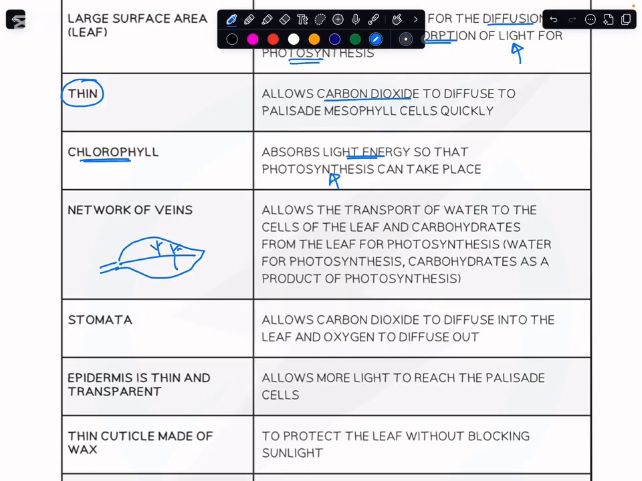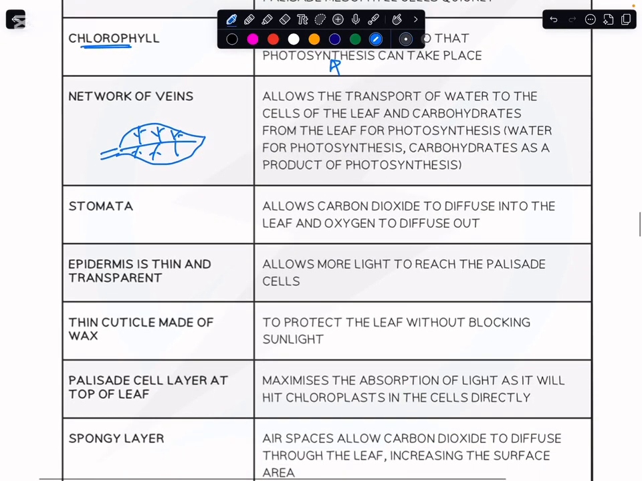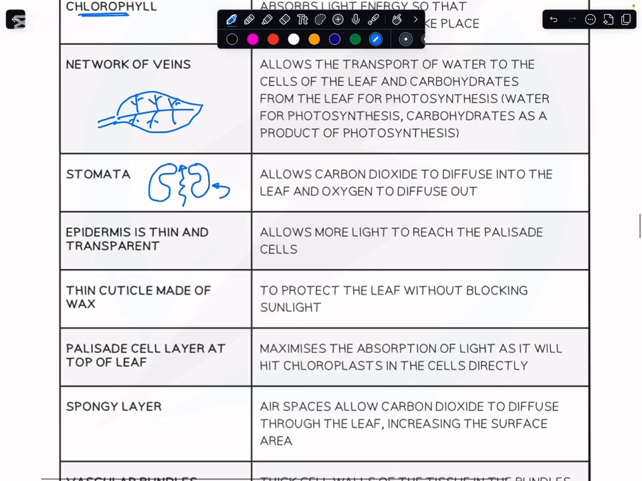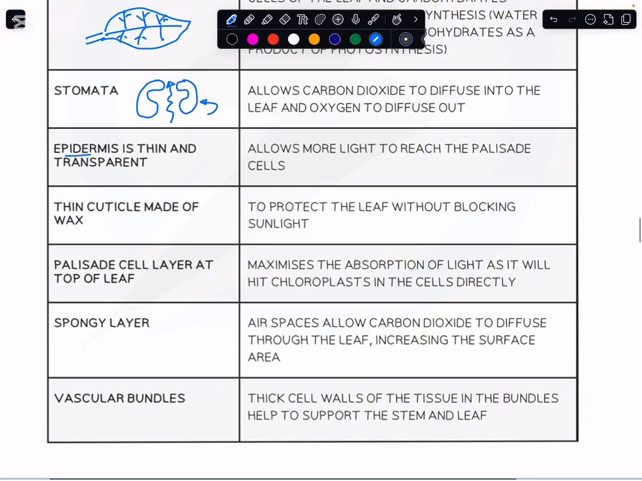This network of veins ensures that each and every part of the leaf gets an adequate supply of water and ions. Then we have seen that the stomata are basically openings between the guard cells, and they allow CO2 to diffuse in and O2 to diffuse out. Other than that, as I have said, the epidermis is thin and transparent, so it allows the light to reach the palisade cells. And these palisade cells, since they have abundant chloroplasts, allow the maximum photosynthesis to occur.